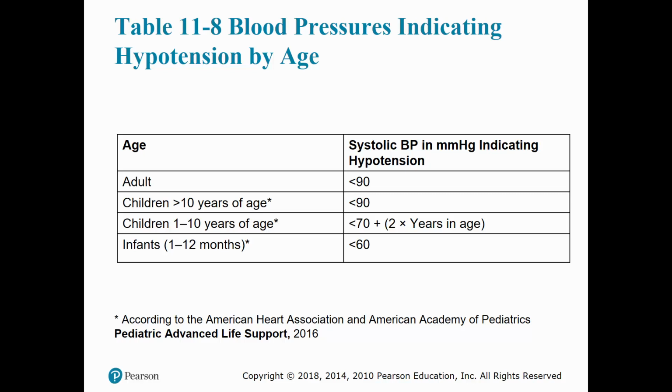Table 11-8 goes over blood pressures indicating hypotension depending on age. In adults, it's less than 90 is when we start considering a patient to be hypotensive, whereas in infants it would be less than 60. In children, it would be less than 70 plus 2 times the year of age. So if they are 5 years old, it would be less than 80.